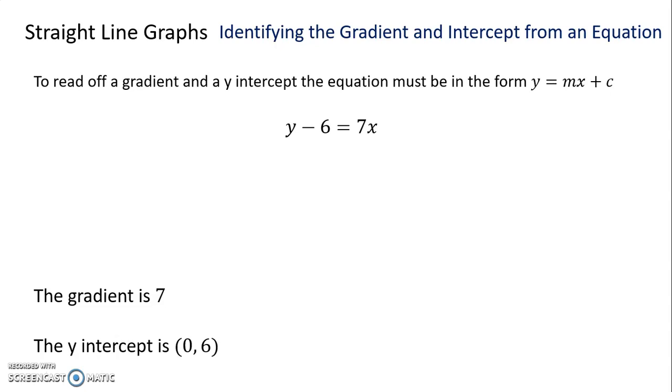Okay, here is another example for you. Could you rearrange this equation so that you can prove the gradient is 7 and the y-intercept is 0, 6? Pause the video and give that a go.